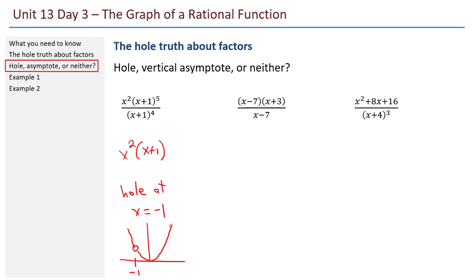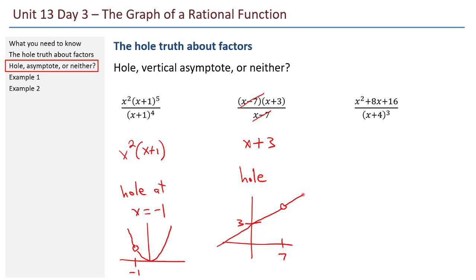How about the next example? Well, x minus 7, and that's repeated. I'm left with x plus 3. So the denominator has canceled entirely, so I know that it's not a vertical asymptote, it really is a hole. And otherwise the graph looks like x plus 3.